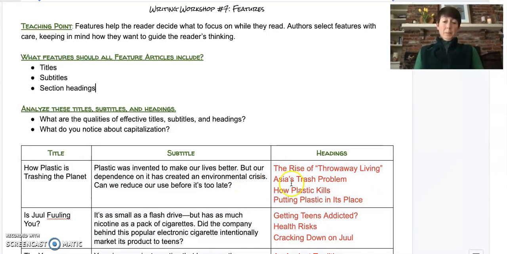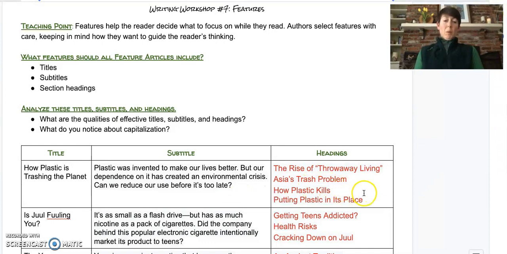Okay? And then I'm looking at these headings here: The Rise of Throwaway Living, Asia's Trash Problem, How Plastic Kills, and Putting Plastic in Its Place. What do you notice about those headings? One thing I notice is that the headings are capitalized the same way that titles are. But go back to the subtitle. That's capitalized differently, isn't it? That's just like regular capitalization in text where the first word of the sentence is capitalized, but the rest aren't. That's worth noting.